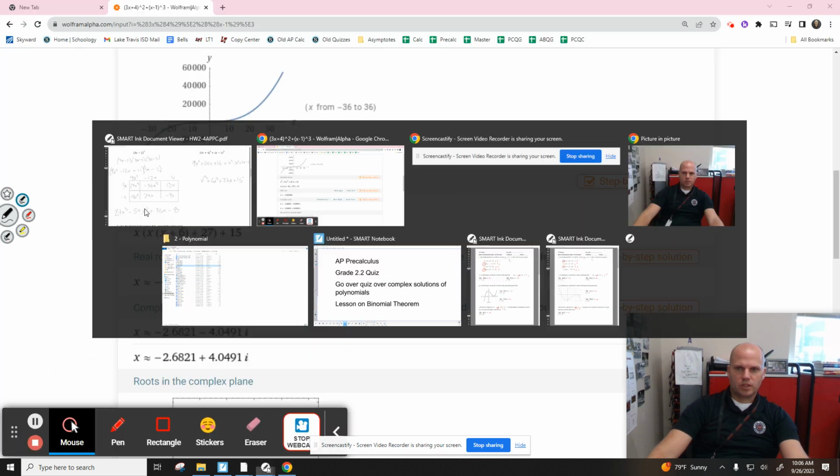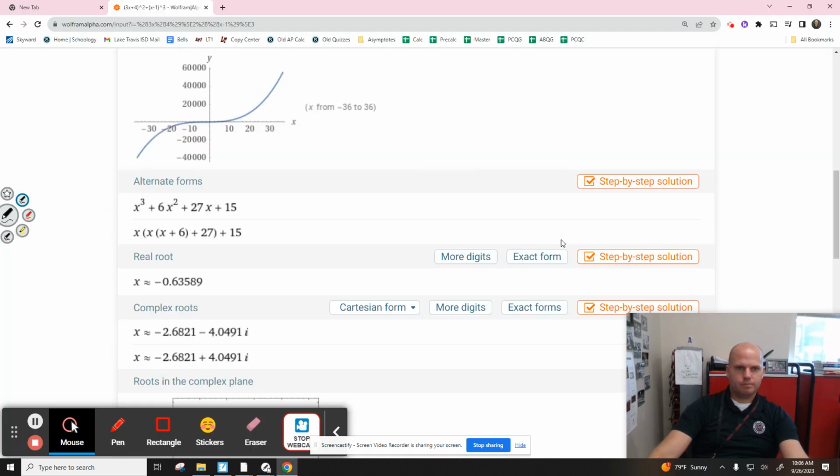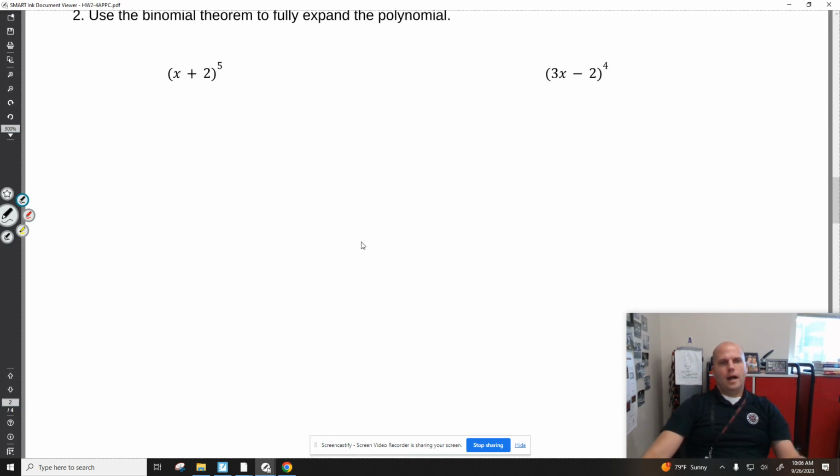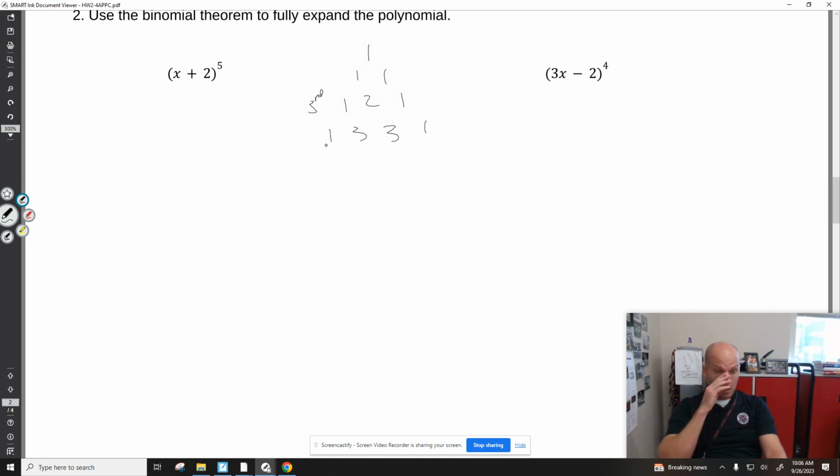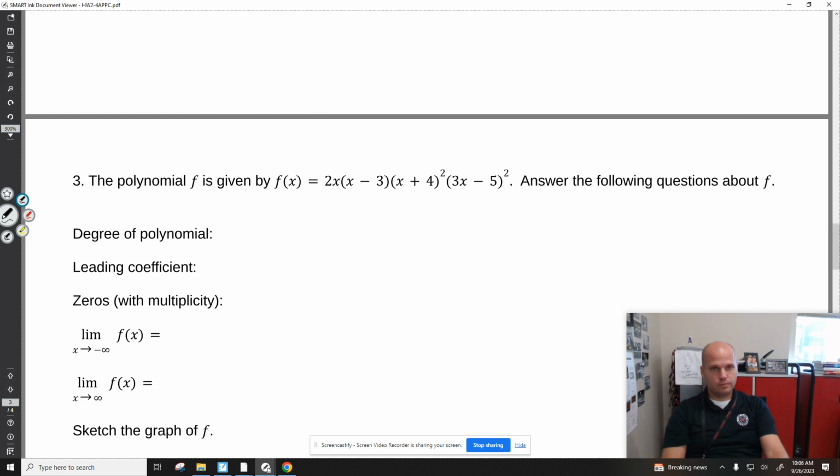x cubed, 6x squared, 27x is 15. Okay. All right, let's use the binomial theorem. Here we go, just the binomial theorem. Here's our cubed, third power. Here's our fourth power. No, this is our squared power. My bad.